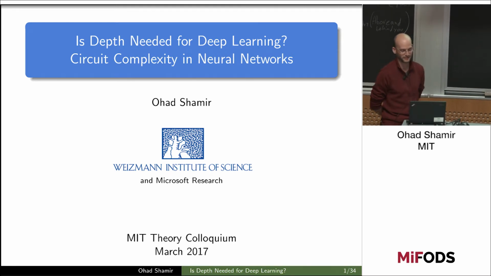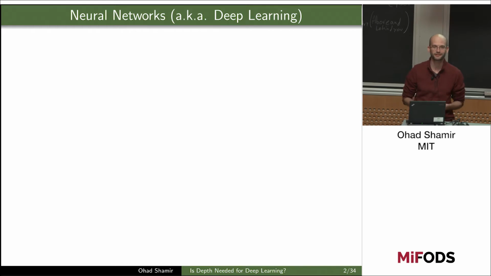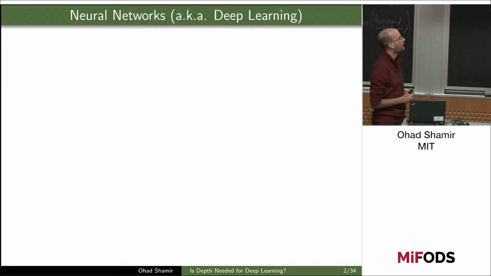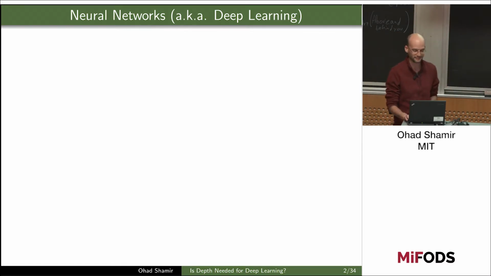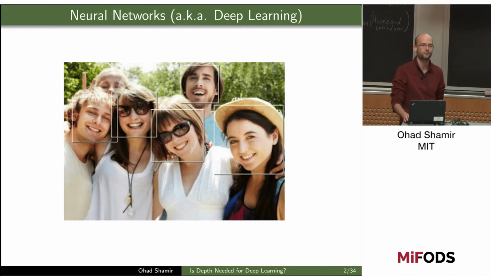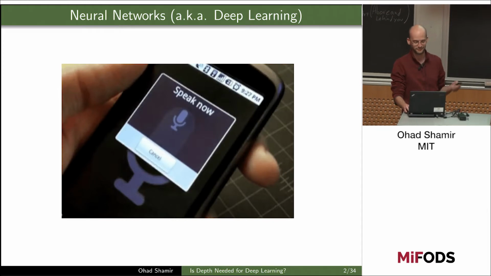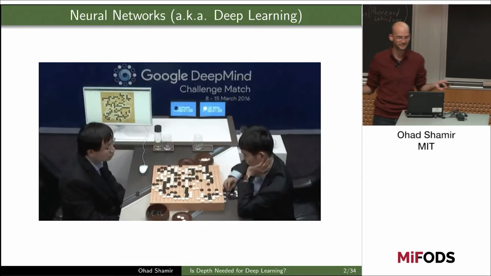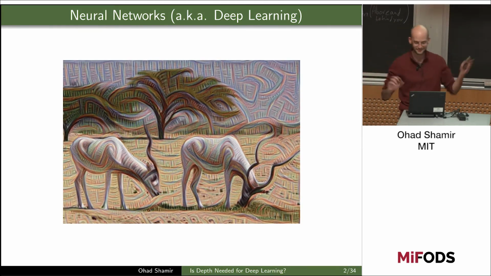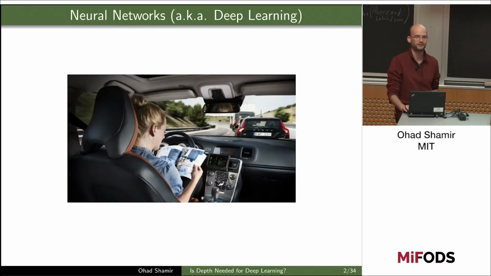So this talk is going to be about neural networks, also known as deep learning, which, as many of you know, has been the most dramatic development in machine learning and AI over at least the past decade. These learning systems are nowadays routinely used for things like detecting objects in images, automated translation, speech recognition, beating world champions in various games, even doing certain types of art, as well as anticipated to play a key role in things like autonomous driving.